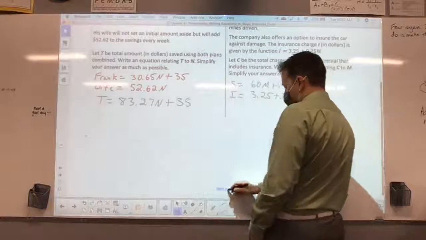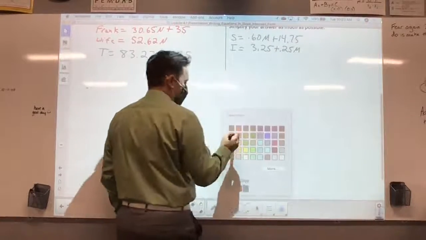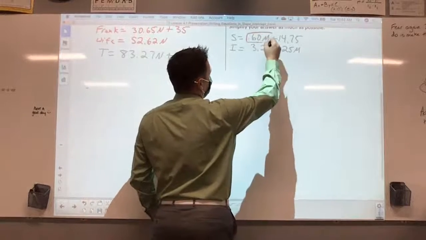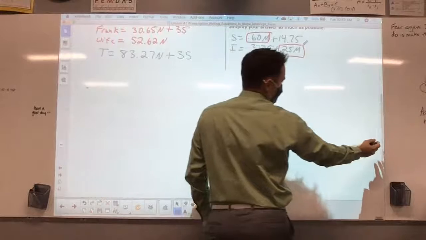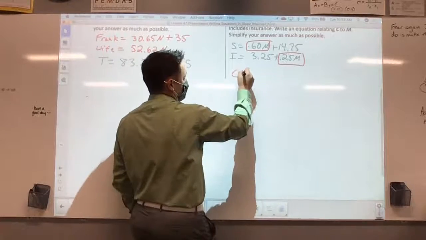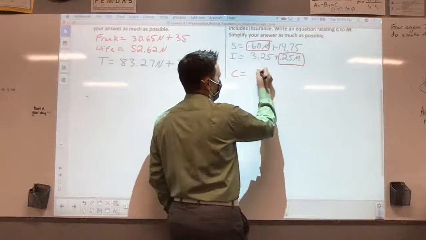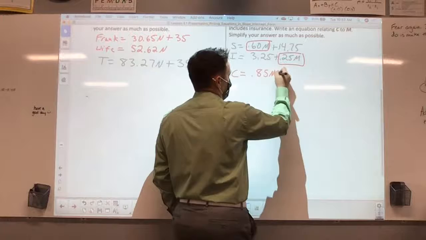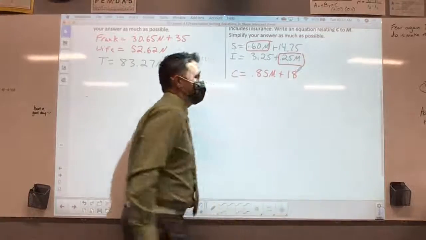Combine those terms, right? So when you're combining these terms, make sure you match them up. So the variable goes with the variable. And so that your total is what? Is it supposed to be C? Yeah, C is your total charge. Put the slope first if you can. 0.60 M, and then it's going to be plus $18.